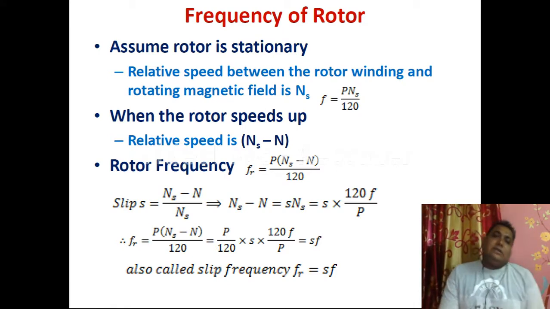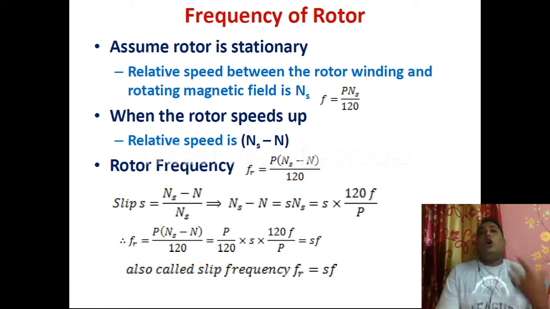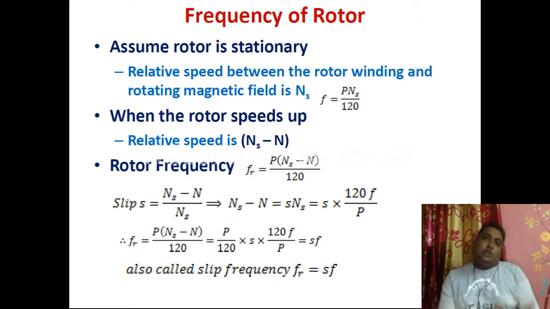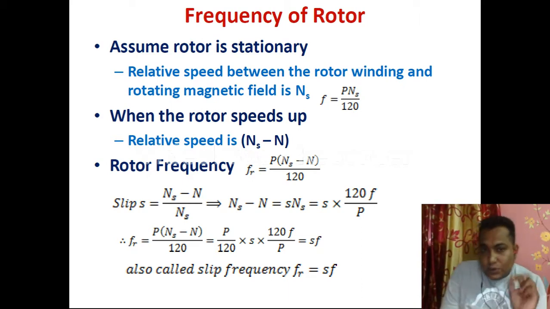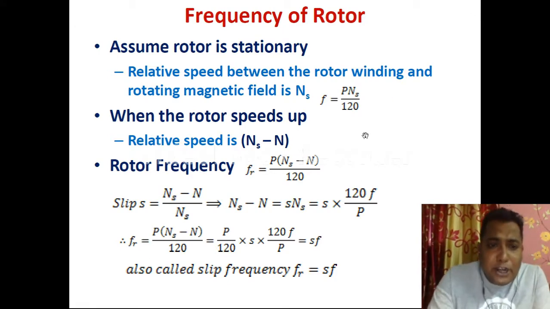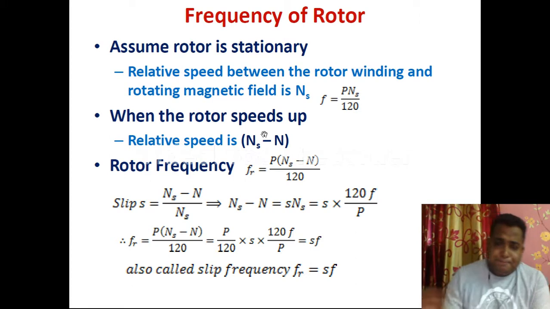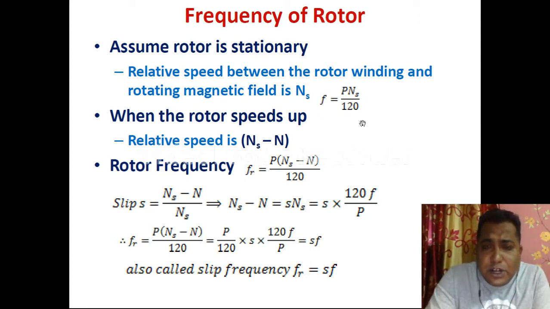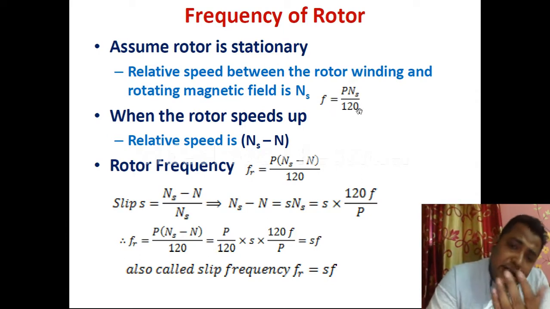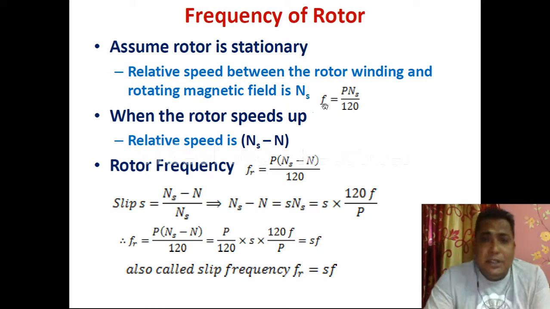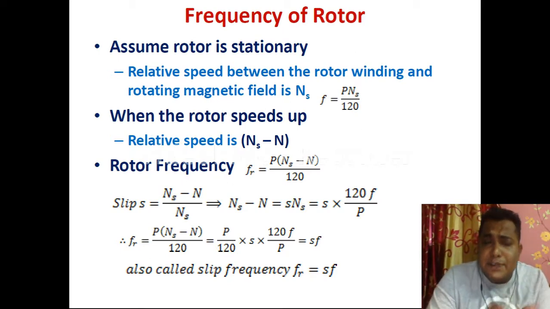As we have discussed already, the synchronous speed, ns, is always higher than the rotor speed, the actual speed n. So there is a difference. So what is the relative speed? ns minus n. Follow my pointer, this is ns minus nr. So as we can see, in case of synchronous speed, f is given by p into ns by 120. This is fs, the frequency of the magnetic field.